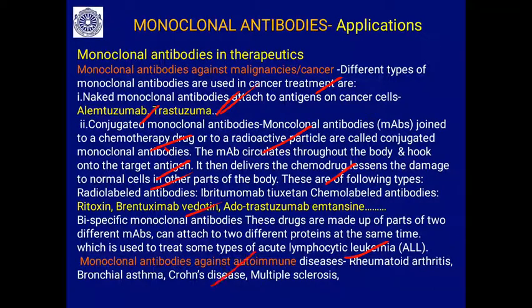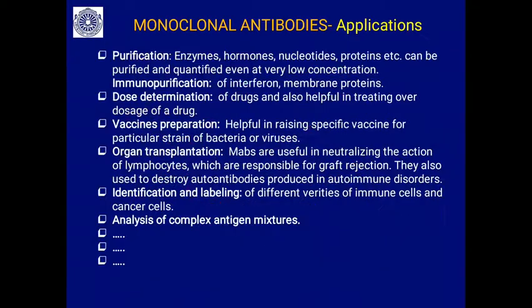Then monoclonal antibodies are used to treat autoimmune diseases. The monoclonal antibodies can bind the autoantibodies and minimize their effect, and it will be helpful to treat rheumatoid arthritis, bronchial asthma, Crohn's disease, multiple sclerosis and other autoimmune diseases. So there are a number of applications.